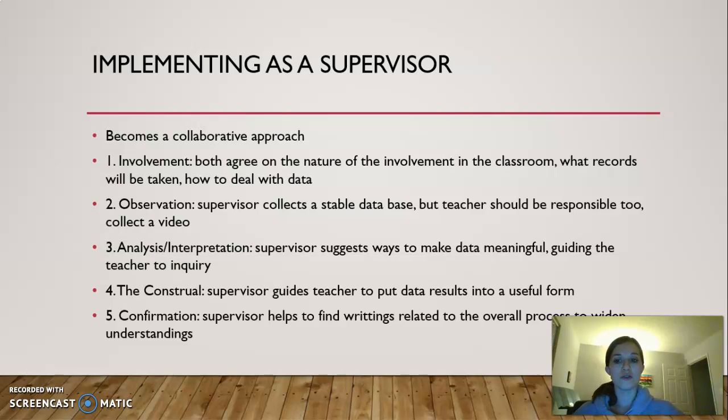4 is the construal, again going through these steps that are reflection on action. The supervisor is supposed to guide the teacher to put results into a useful form, so helping them figure out what that insight is and how that can improve their teaching in the future. And then finally, confirming that result. So looking into scholarly works, seeing if what the teacher is having in the classroom is comparing to current findings in the field.